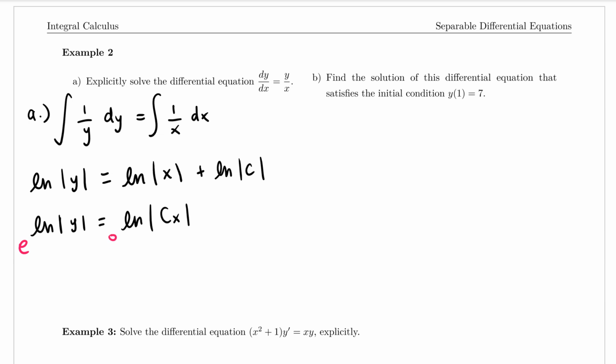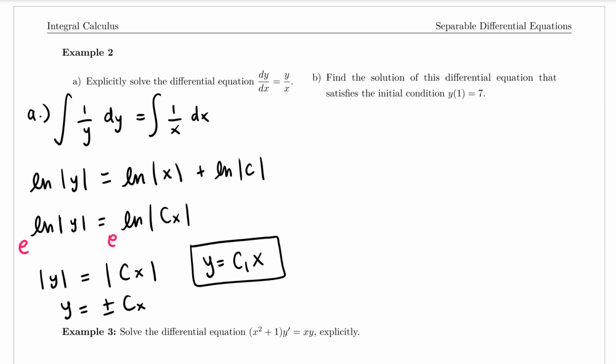Now, from here, I could make both sides of the equation the exponent to e. And if I do that, then I'm going to end up getting the absolute value of y is equal to the absolute value of cx. And normally we get rid of absolute value bars by utilizing plus or minus. And again, c is just a constant. And so I'll drop the absolute value bars and put plus or minus cx. And c is just a constant, and it could be positive or it could be negative. And so I'm going to rewrite this as y equals c1 times x, where c1 is just some constant that could be negative or could be positive.